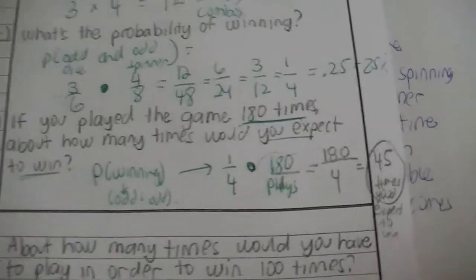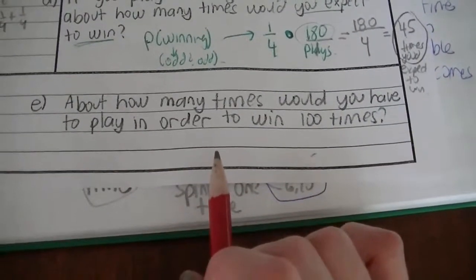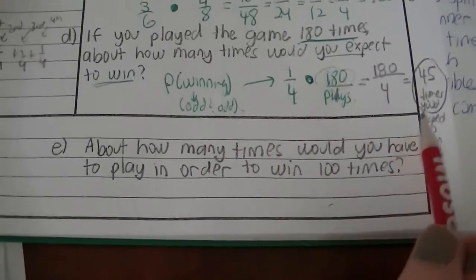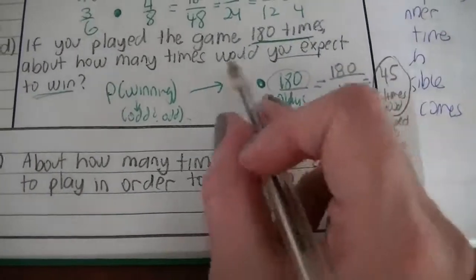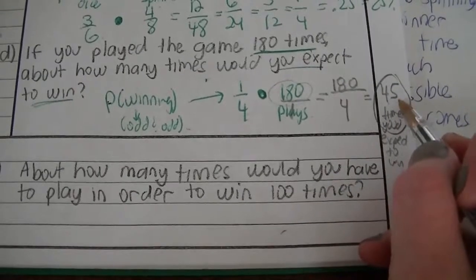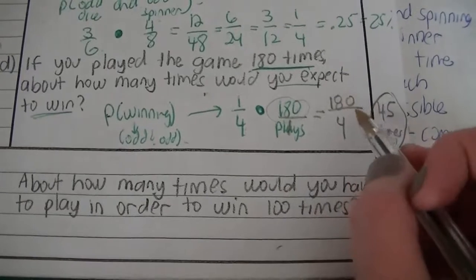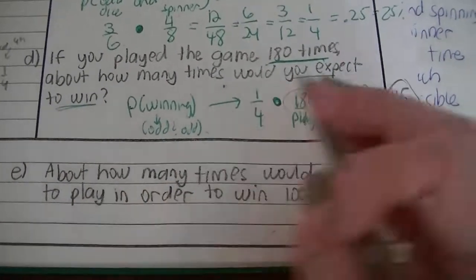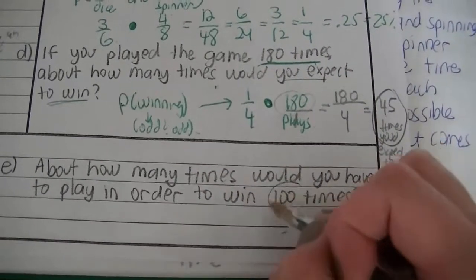So you'd expect to win. Okay? Letter E. About how many times would you have to play in order to win 100 times? Okay. This is kind of a little bit deeper thinking. They're saying, in this previous example, you'd win 45 times if you played it 180 times. Here they're telling you how many times you want to win, and they want to know how many times you would have to play if you want to win 100 times.